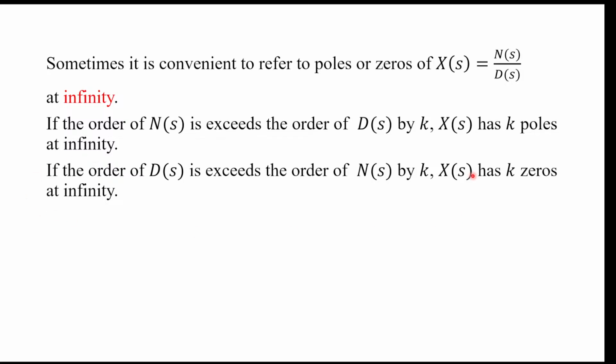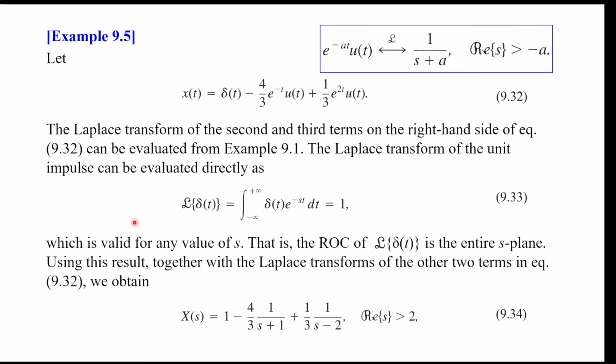On the other hand, if the order of d is more than the order of n, then when s goes to infinity, big X of s actually goes to 0, because you have 1 divided by infinity. So we say big X of s has k zeros at infinity. Okay, so this is our analysis at infinity.